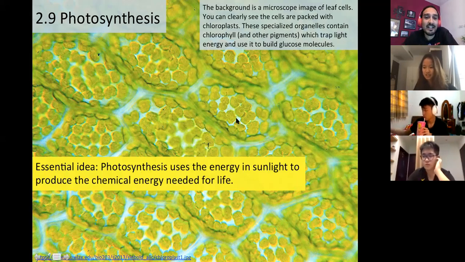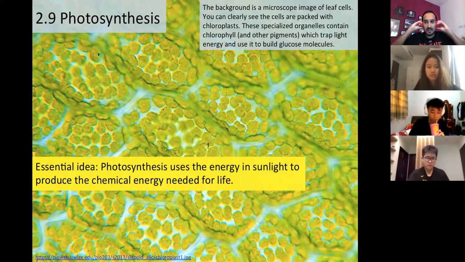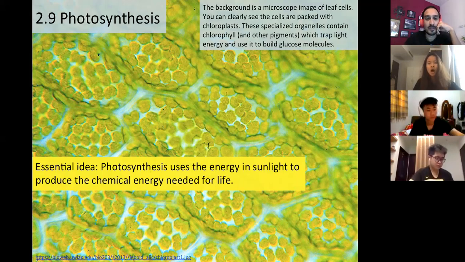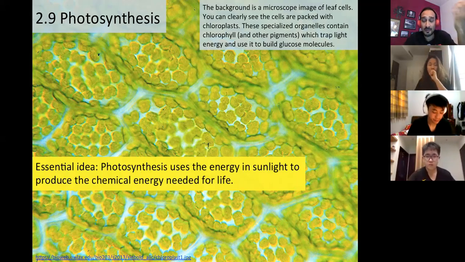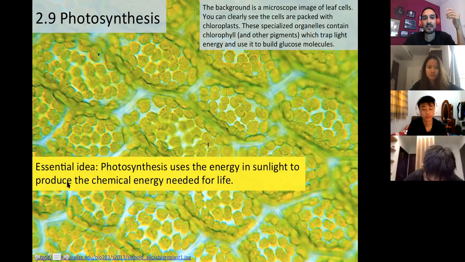In any case, what we would do in IGCSE is just learn the equation, learn what it's for, and what the plant uses the products for. And we're going to do the same thing. That's where we're going to start. So we're going to say that the essential idea: photosynthesis uses the energy of the sun in order to produce the chemical energy needed for all life.